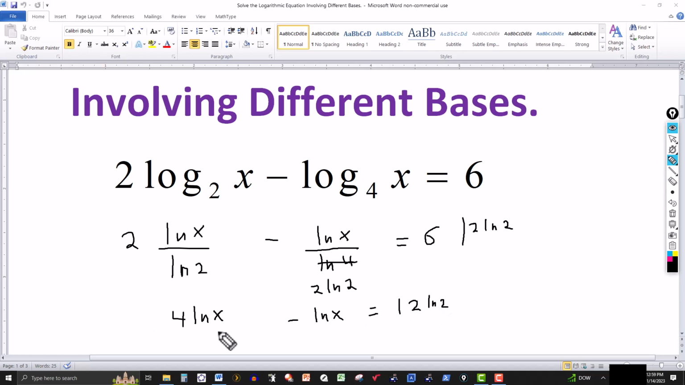So from here, we have 4 ln of x minus ln of x. So this becomes 3 ln of x will equal 12 ln of 2. And then divide both sides by 3, and then go up here. And I get ln of x will equal 4. 3 into 12 is 4 ln of 2.